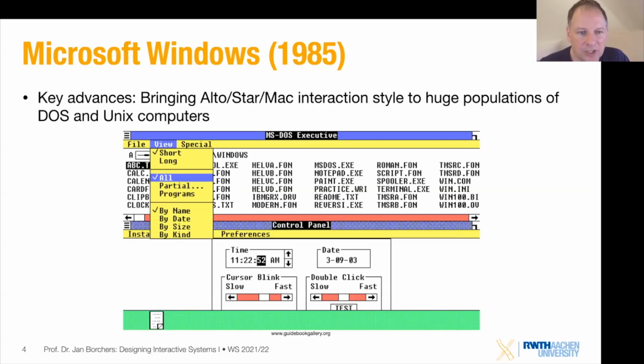But it did bring the Alto, Star, Mac, Lisa interaction style to the huge population that existed of DOS computers, and also in some way of Unix. So actually, early versions of Microsoft Windows were also released for Unix at the time. Unix being mostly what was running on research lab machines and universities and research labs around the country.